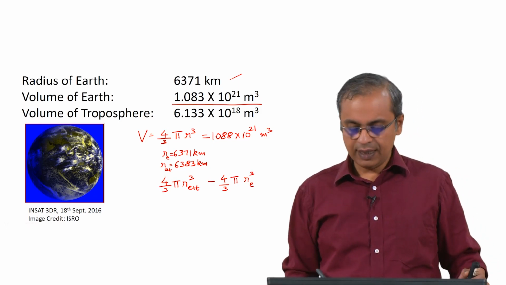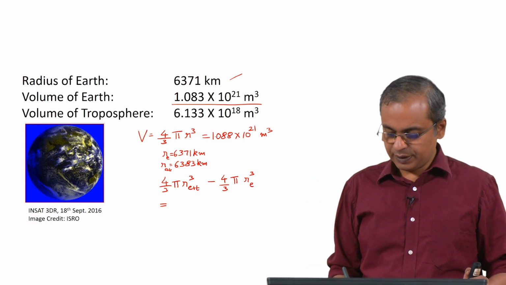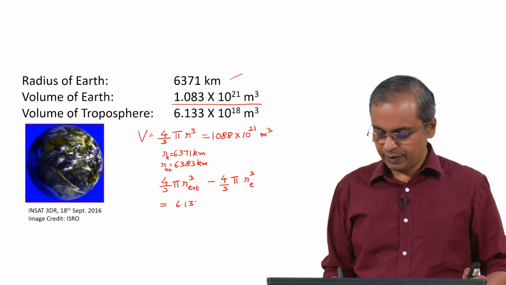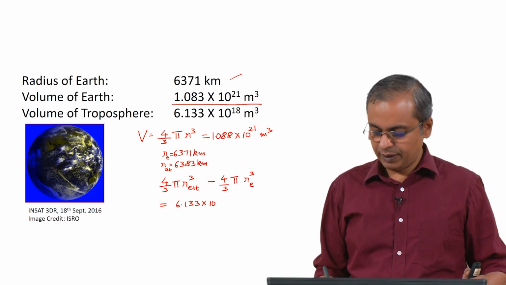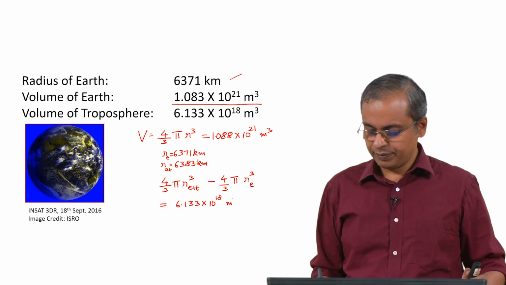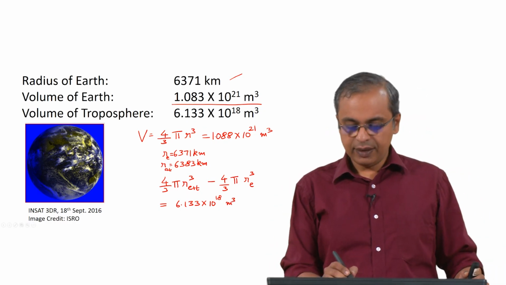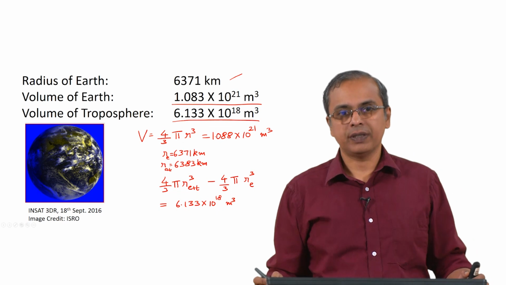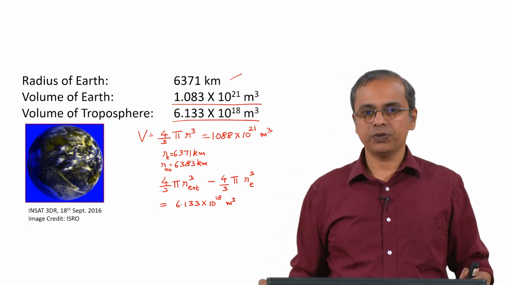Okay. So, if you do this, then you will get the value that you see above, which is 6.133 into 10 power 18 meter cube. So, this is then the volume of the troposphere. Okay. So, this is the volume of the troposphere.